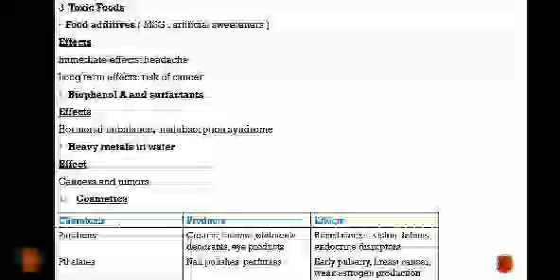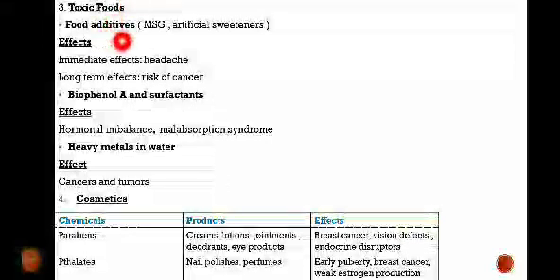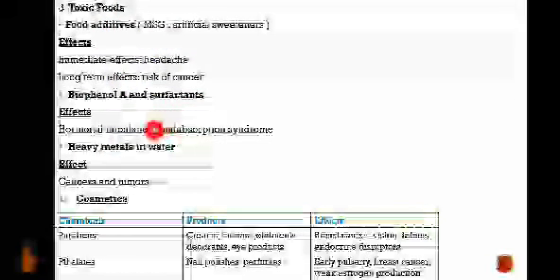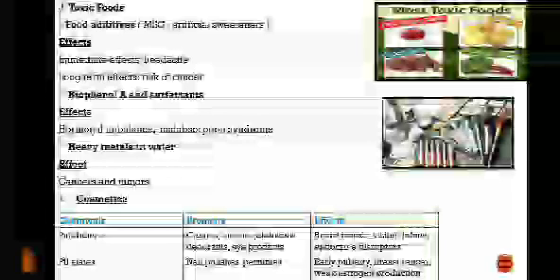Next source of xenobiotics is toxic food. These consist of food additives, bisphenol A and surfactants, and heavy metals in water. So first, let's discuss the food additives. Food additives are substances which are added to food to preserve the flavor or enhance taste.